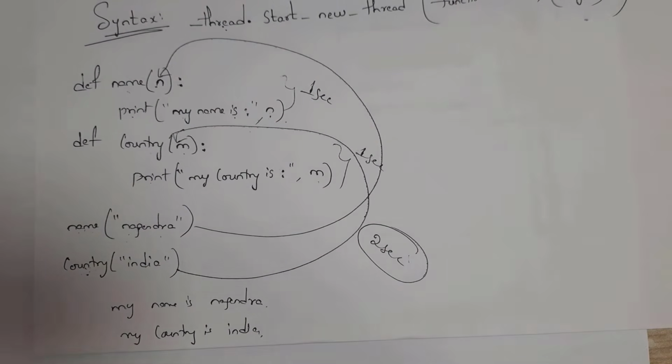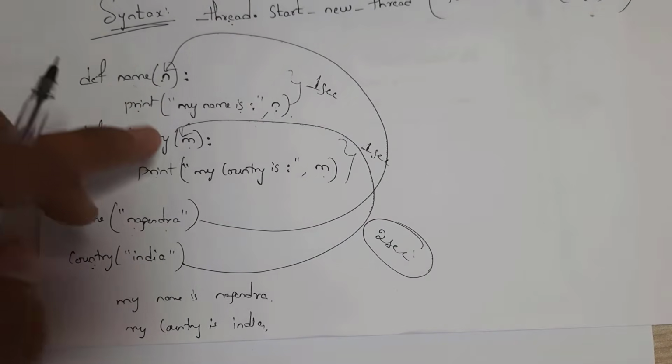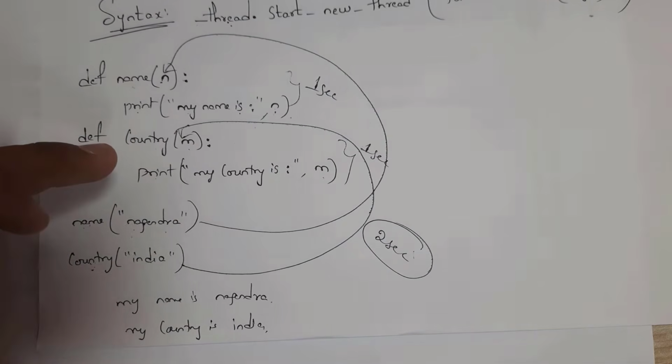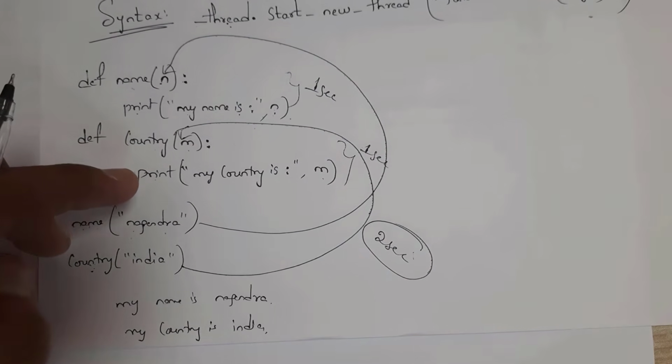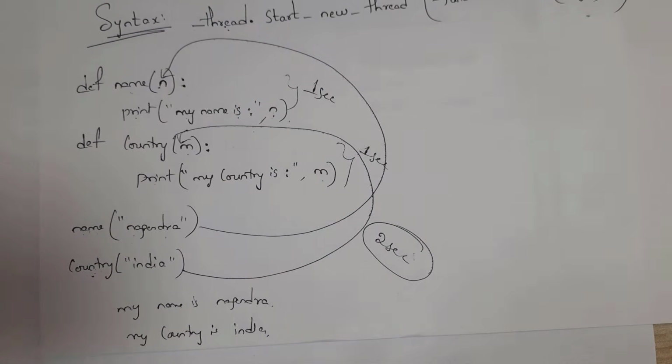But I don't want to execute this program serially. I want to execute this program in parallel, that is nothing but at a time within 1 second I want to execute these two functions. Yes, you can execute these two functions at a time by using the _thread module. Within 1 second it will execute these two functions. It will execute the program concurrently, not serially.